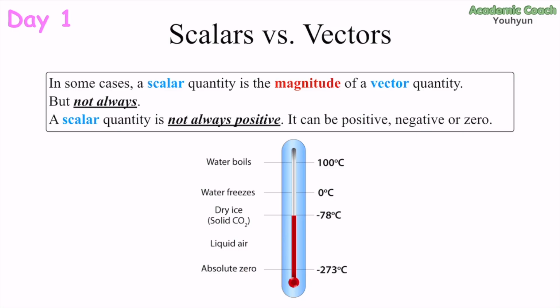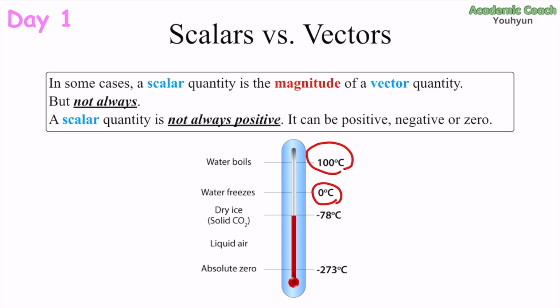And the best counterexample would be temperature. When it comes to temperature, if we are measuring it using Celsius degrees, then we all know that 0 Celsius degrees and 100 Celsius degrees are two important temperatures, where water freezes and where water boils.